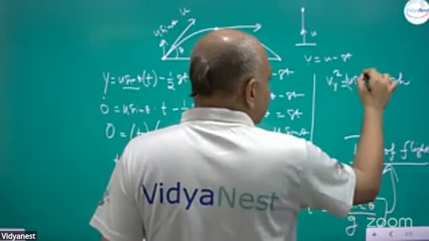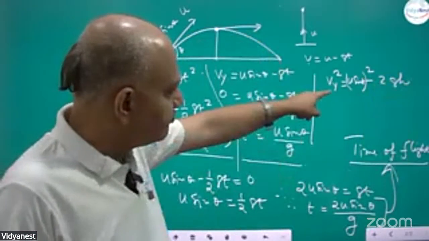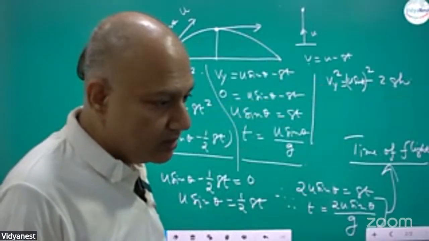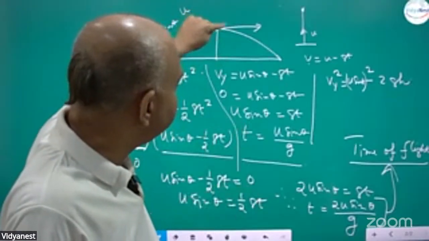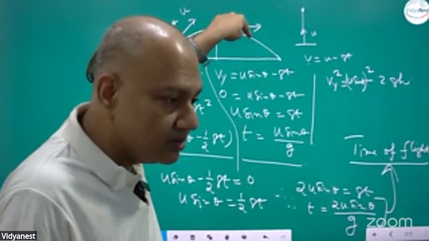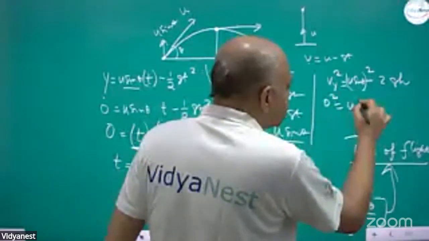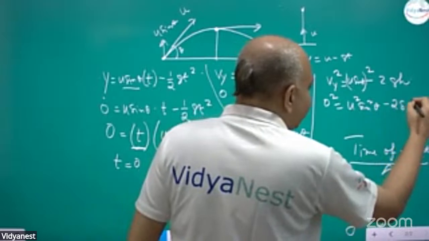U sine theta whole square minus 2gh. V square is equal to u square plus 2as, that formula. So when it is reaching the maximum height, what is its velocity? Zero, the vertical velocity. So 0 square is equal to u square sine square theta minus 2gH.